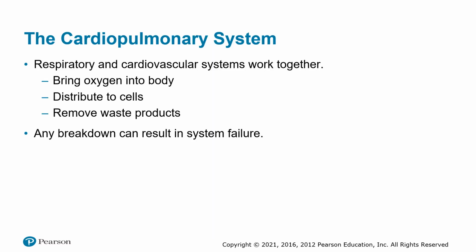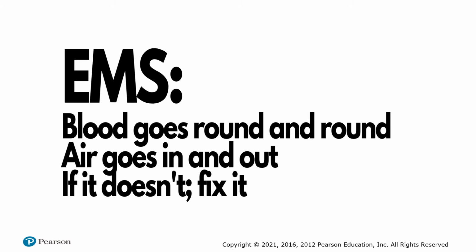The cardiopulmonary system, again, is when your respiratory and cardiovascular systems work together. They bring oxygen to the body and distribute it to the cells, and they remove the waste products. Any breakdown can result in system failure. Once again, blood goes round and round, air goes in and out. If it doesn't, fix it.